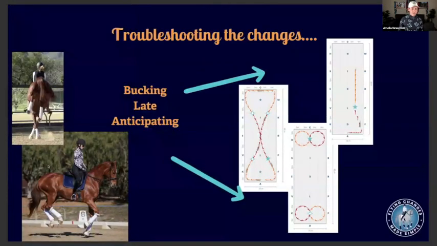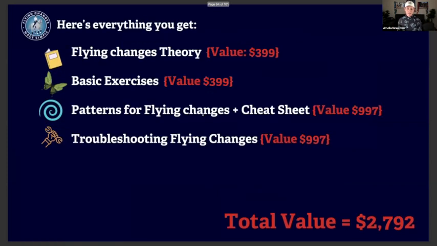So there's an entire section in the course that's all about troubleshooting. And this is where I help you understand, okay, if your horse is anticipating, go back and do this. If your horse is changing late behind, go back and do this. If your horse bucks, go back and do this. Because you need to understand why that's happening and then figure out which exercise is going to be the best to help your horse.